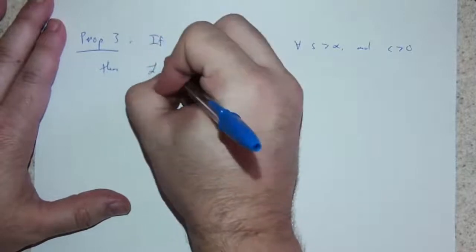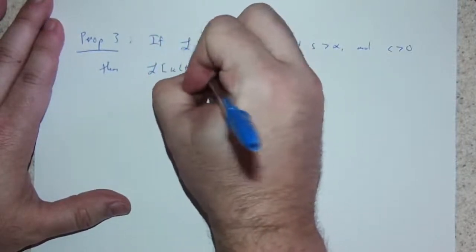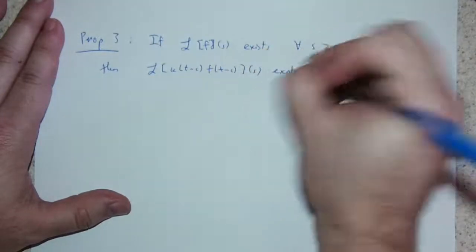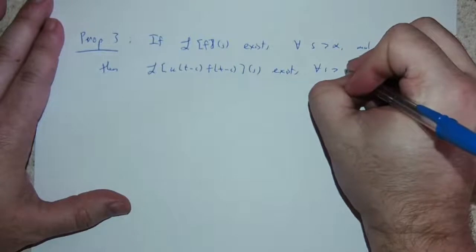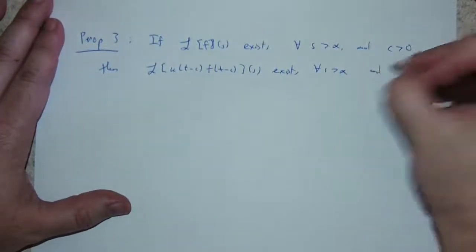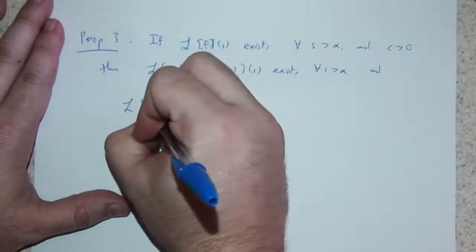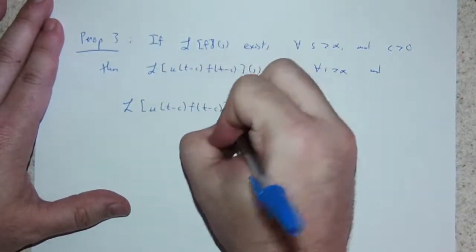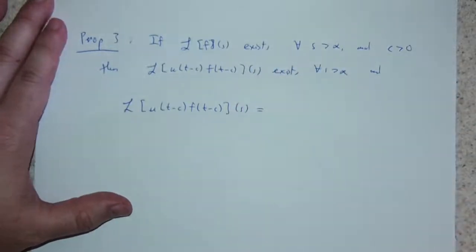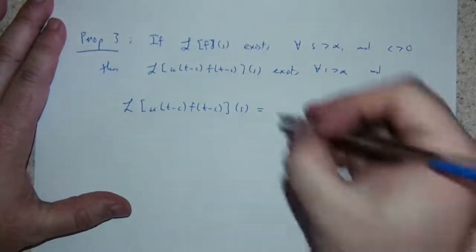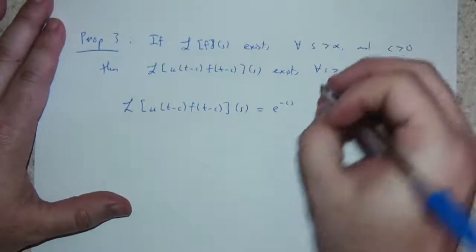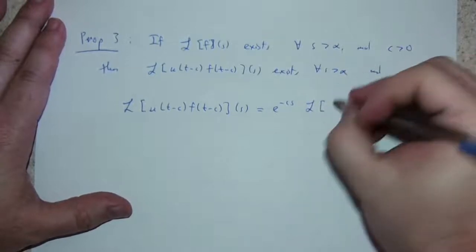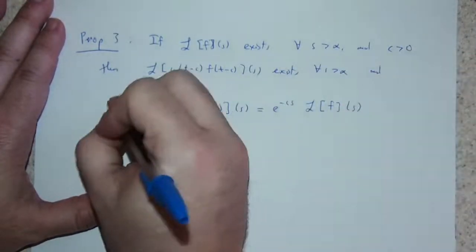the Laplace transform of u of t minus c, f of t minus c of s exists on the exact same domain, and we can actually say explicitly that the Laplace transform of u of t minus c times f of t minus c of s is equal to e to the minus cs times the Laplace transform of f of s.